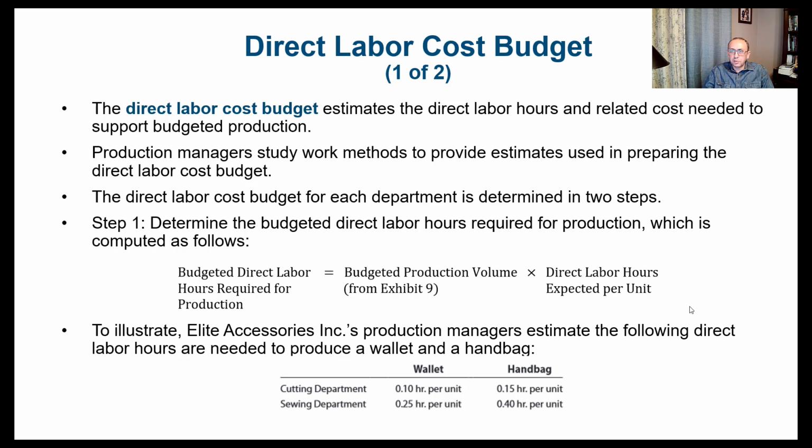In the first step, we determine the budgeted direct labor hours required for production, which is simply calculated as the budgeted production volume multiplied by the direct labor hours. The budgeted production volume, we already calculated previously, and we multiply it by the direct labor hours expected per unit. So for our example, Elite Accessories production managers estimate the following direct labor hours to be needed to produce a wallet and a handbag. So we have 2 kinds of labor: the cutting and the sewing. So the cutting department and the sewing, we have here for the wallet and for the handbag.